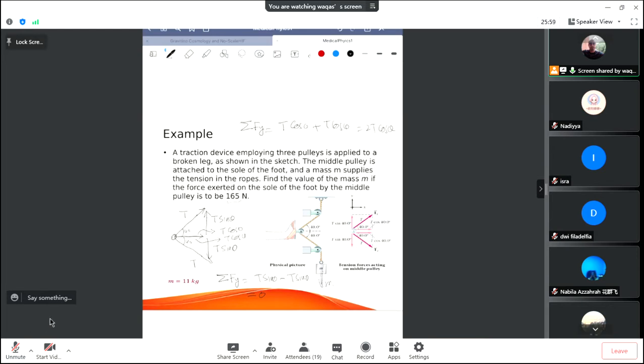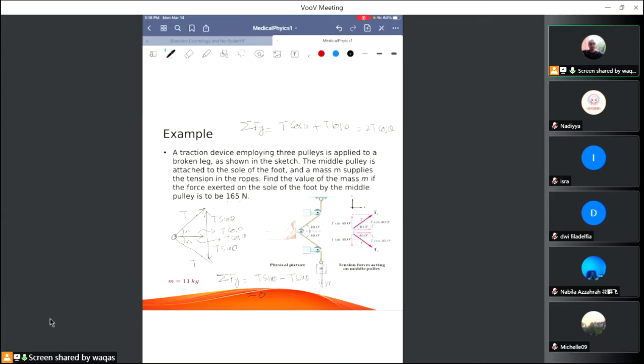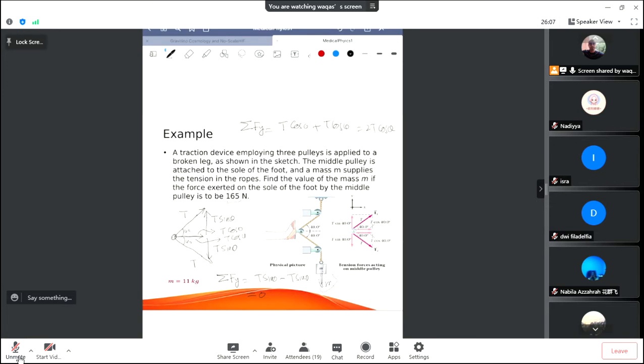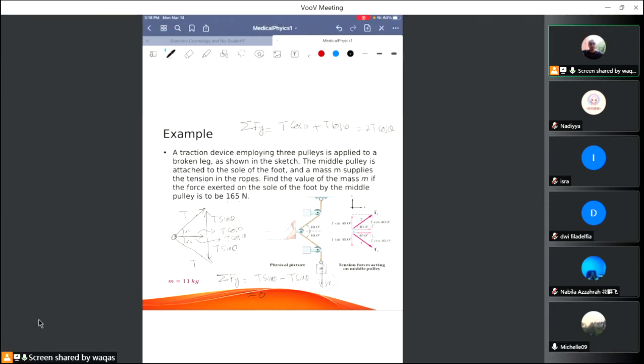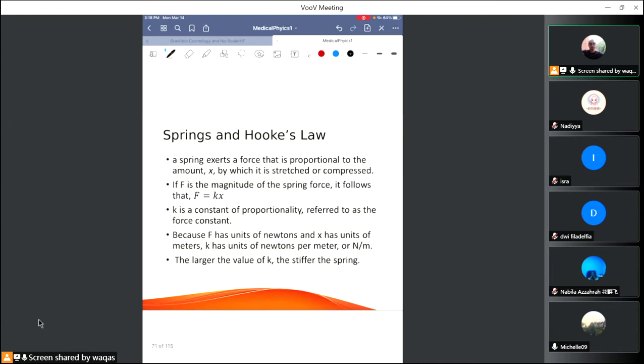You can put this equal to mg, and then you can find the mass. You can try this one. This is the answer I write here. If you don't get this answer, you can let me know by WeChat. I can tell you the solution of how to find this one.